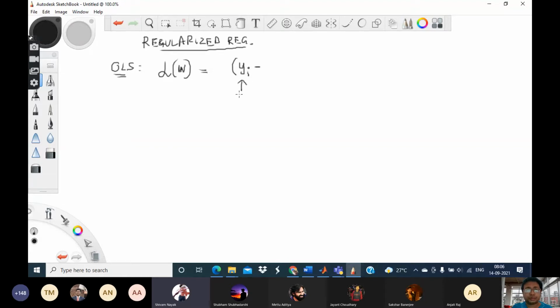Right. So basically in the case of ordinary least squares regression, for every data point xi, I have a true label, and I compute the difference between the true label and the predicted label, which I denote by y hat. And then I take the summation over all the data points for the set I am considering.